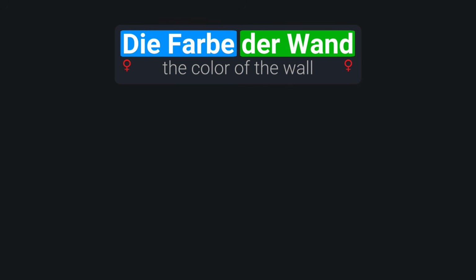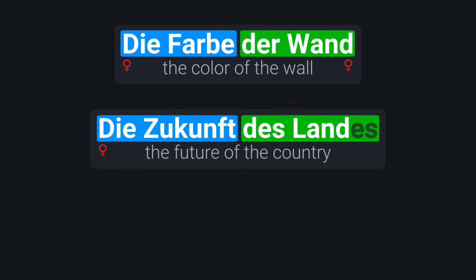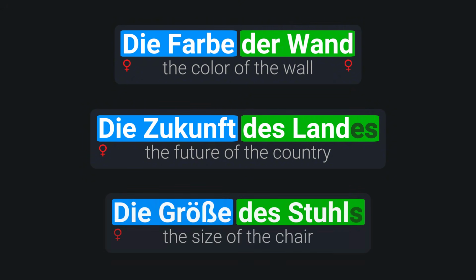Let's go through a bunch of examples. The color of the wall is die Farbe der Wand. No added S here because Wand is female. Also notice how we don't use a German counterpart for the preposition of, because that's literally what the genitive does. It replaces the need for that preposition. Two more examples. The future of the country is die Zukunft des Landes, and the size of the chair is die Größe des Stuhls. Land is neuter and Stuhl is male, so both get the additional ending.